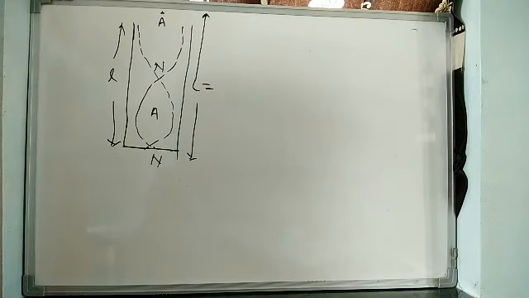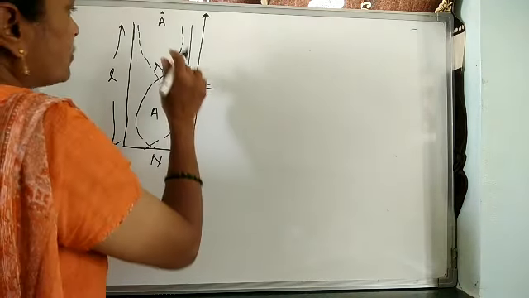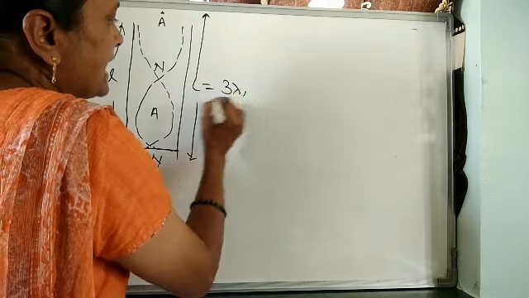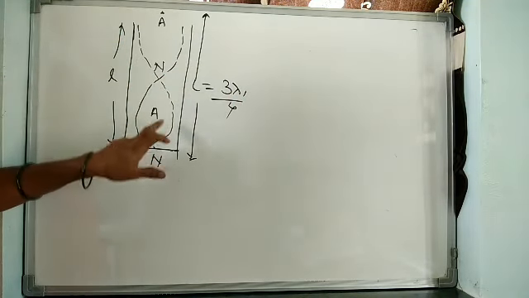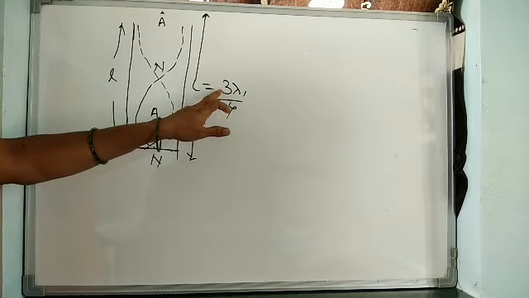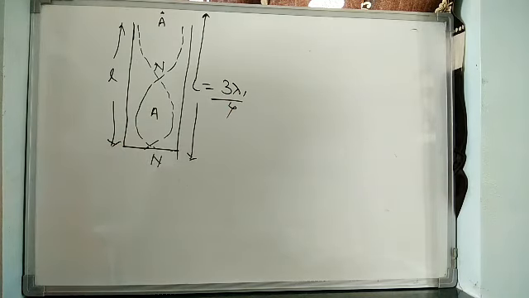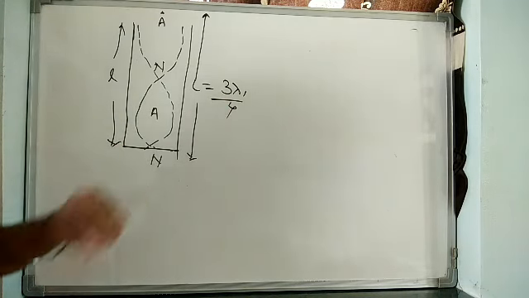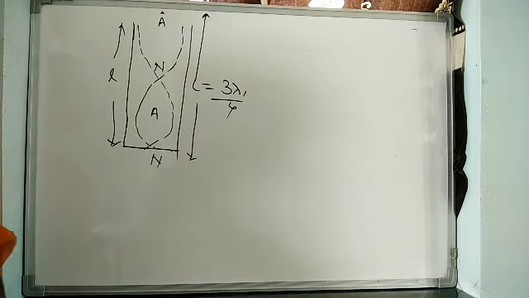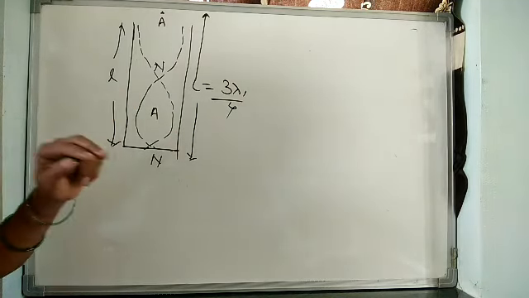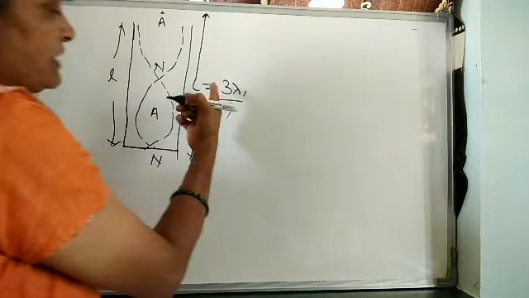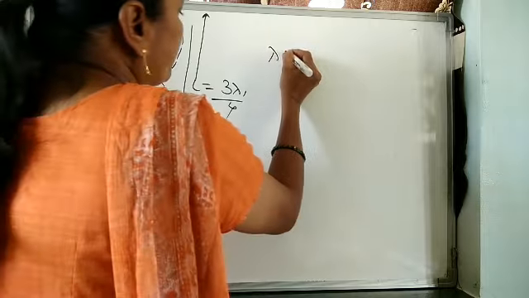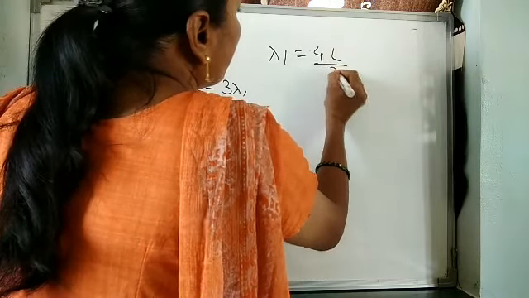Now here, in this case, the length of air column L is equal to 3 lambda by 4. This is lambda by 2 plus lambda by 4. That means it will be 3 lambda by 4. Here you can say that lambda 1 be the wavelength in this case and n1 be the frequency. Then this is the second mode of vibrations of an air column. Then in this case, length of air column will be equal to 3 lambda 1 by 4. Therefore, lambda 1 is equal to 4L upon 3.